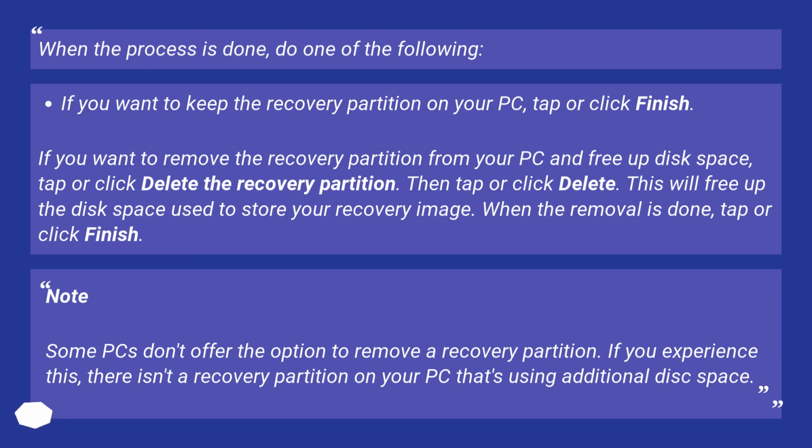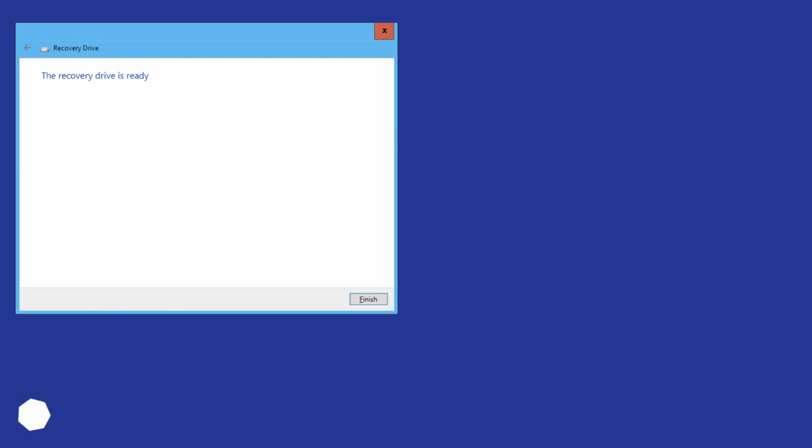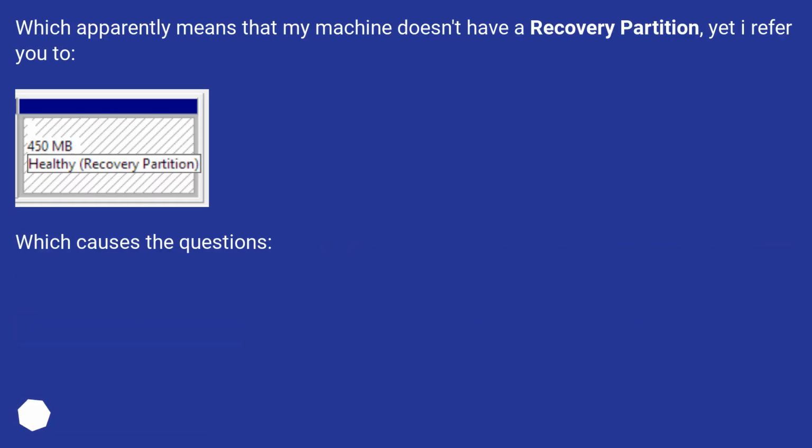Note: some PCs don't offer the option to remove a recovery partition. If you experience this, there isn't a recovery partition on your PC that's using additional disk space. When I complete the wizard, I'm not offered the option to remove a recovery partition. Which apparently means that my machine doesn't have a recovery partition, yet Windows says otherwise.